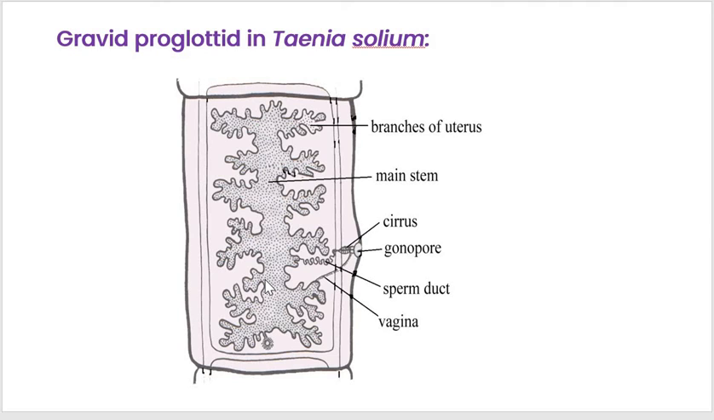This is all about this practical, that is TS of Hydra, then TS of Cycon, then Scolex, gravid proglottid. In case of spicules, what are the spicules, what are the germs? Okay. Thank you so much.